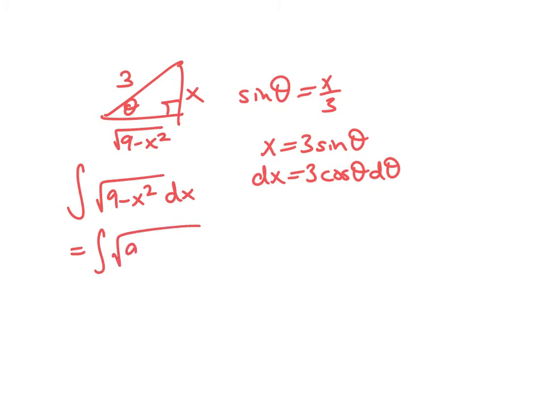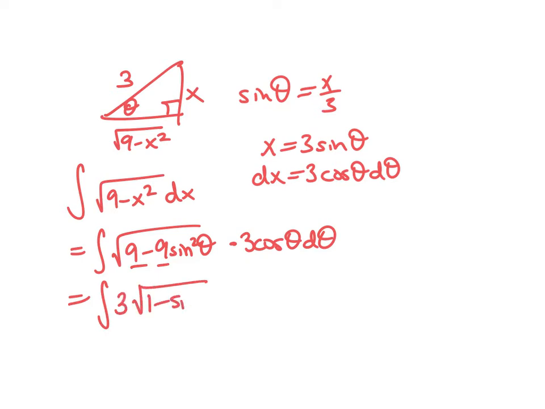So we're going to get the square root of 9 minus 3 sine theta squared, which is 9 sine squared theta, and then dx on the outside is 3 cosine of theta d theta. All right, so to simplify this, note that we have a 9 here, a 9 here. That can be pulled out as the square root of 9, or 3. Then inside we're left with 1 minus sine squared theta. And again, outside we have 3 cosine theta d theta.